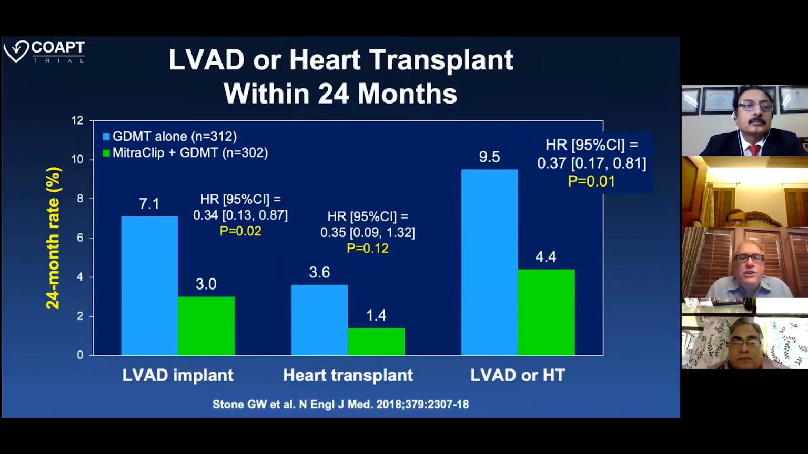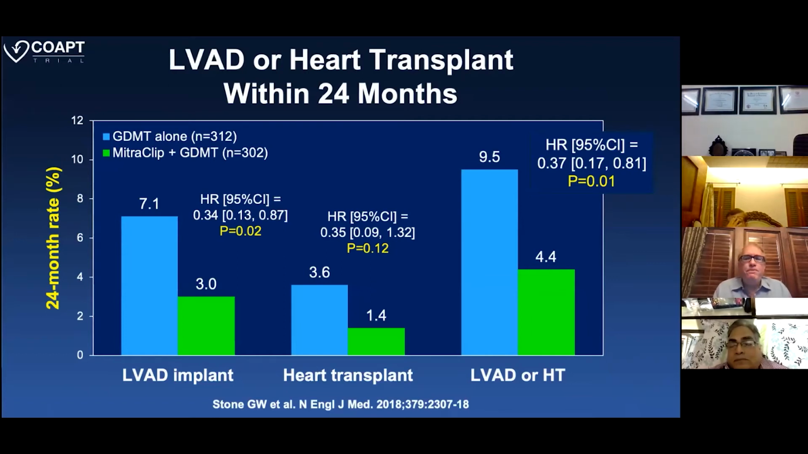And in addition to this, patients felt better, they had better functional capacity, and almost every outcome we looked at was improved, including the need for LVADs and heart transplants. So clearly this reduced the progression of left ventricular dysfunction by reducing the excess volume overload caused by severe mitral regurgitation.